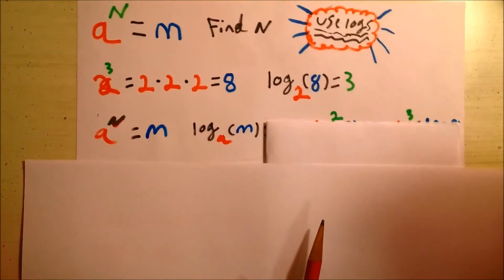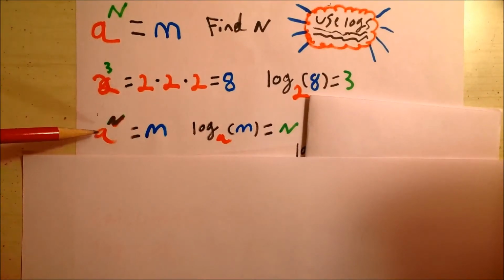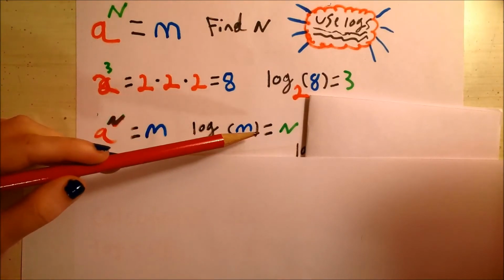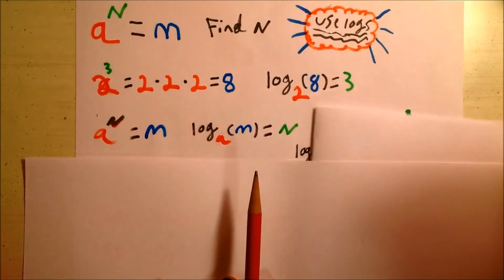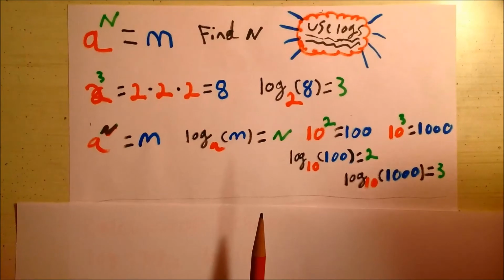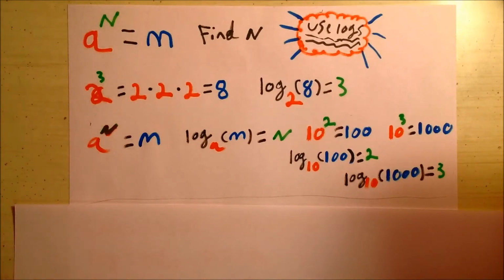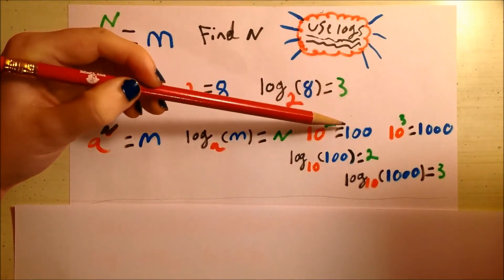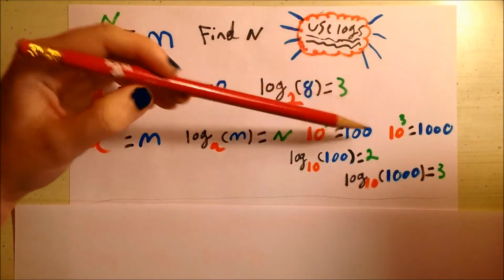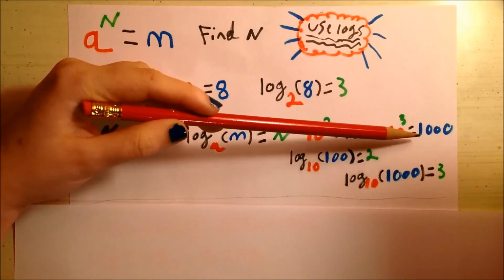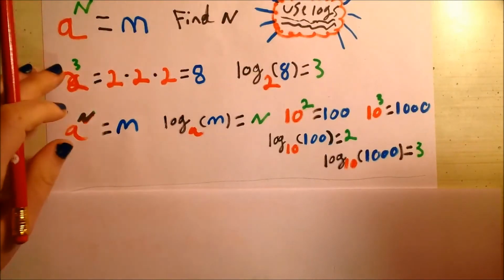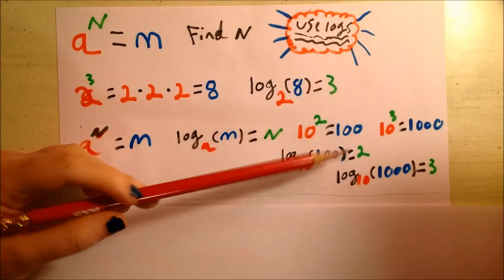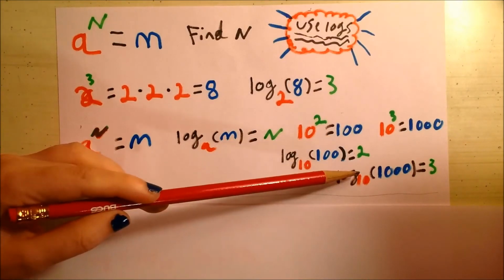The more general form of that is to say that if a to the n equals m, then log base a of m equals n. I can show that using some examples using 10. So we know that 10 to the 2 equals 100, and that 10 to the 3 equals 1,000. If those are true, which I'm going to show that they are in a minute, then log base 10 of 100 should equal 2, and log base 10 of 1,000 should equal 3.